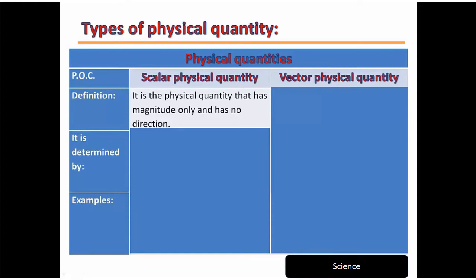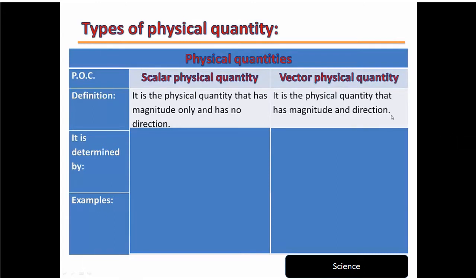For example, to measure the distance or the length of your desk, the length of your desk is about 1.5 meter. 1.5 meter is called magnitude. We don't need to know the direction of the desk to define its length. We need to find its magnitude only. So length is a scalar physical quantity. While vector is the physical quantity that has magnitude and direction.